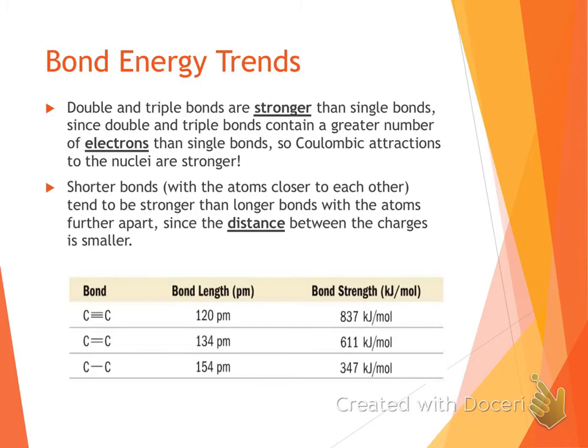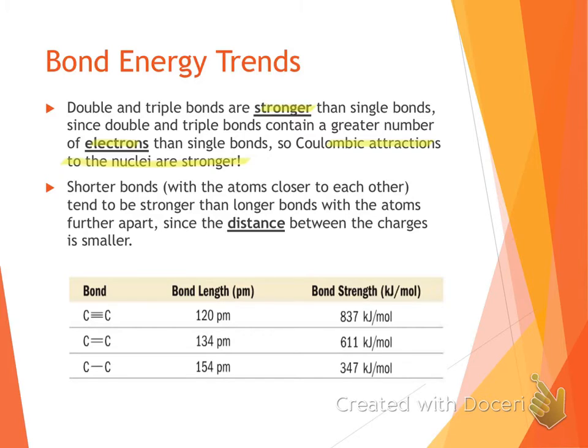Double and triple bonds are going to be stronger than single bonds because they have a greater number of electrons that are being shared. So Coulombic attractions from the shared electrons to the nuclei are going to be stronger. It's going to take more energy to break it, or more energy would be released. Shorter bonds are also going to be stronger as well. So we can have shorter bonds whenever we have those double and triple bonds. Those will also be shorter.